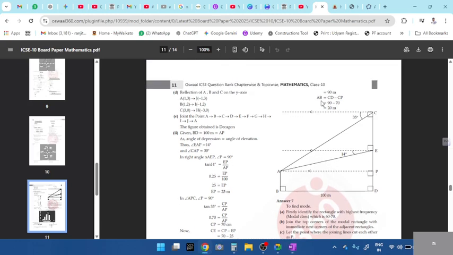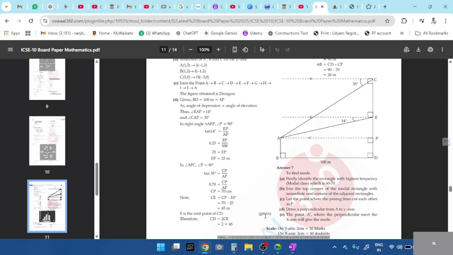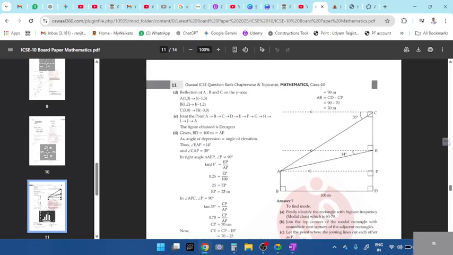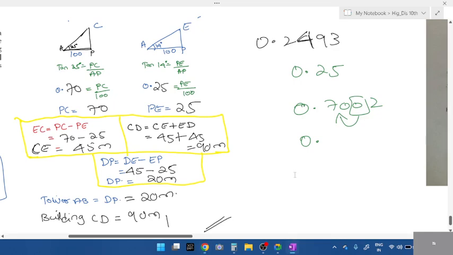Are the answers correct? Can you see? AB is 20 meters. All of you will respond. AB is 20 meters. What about CD, students? CD is how much? 2 into 45. What is CD given here? 90 meters. This is our calculation. Take a screenshot or make a note of it. Write it. Last question. That's it.